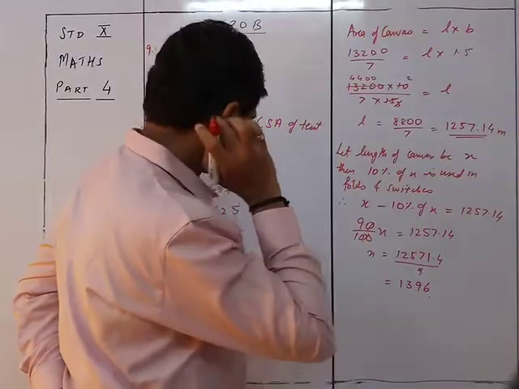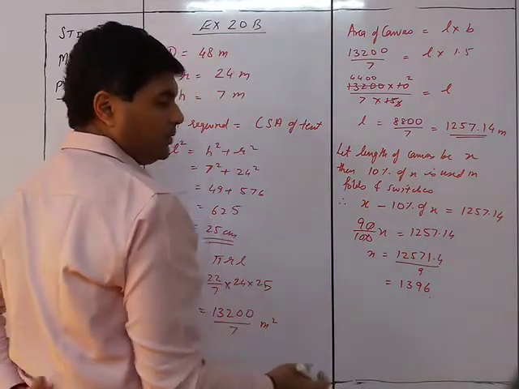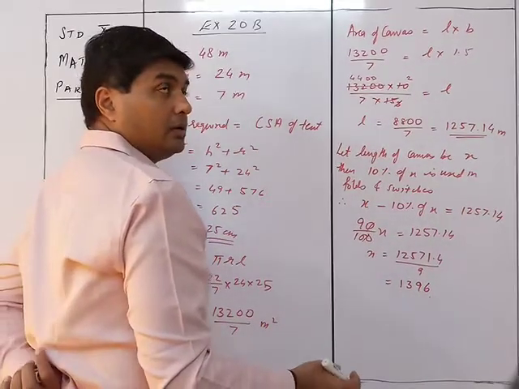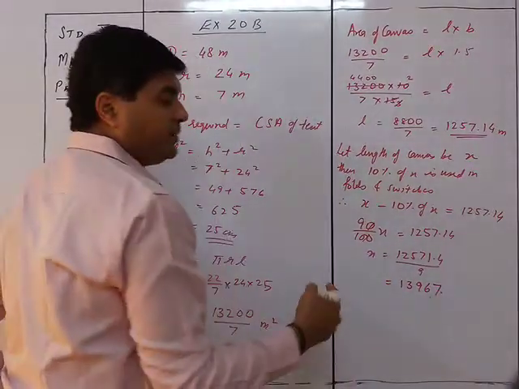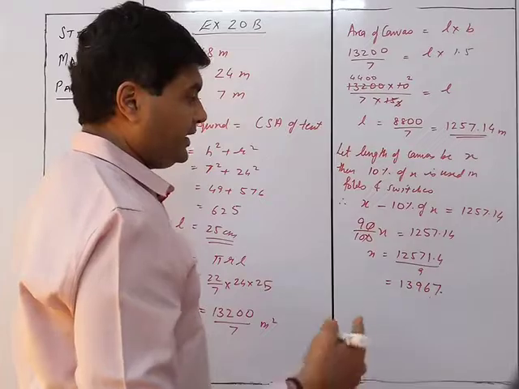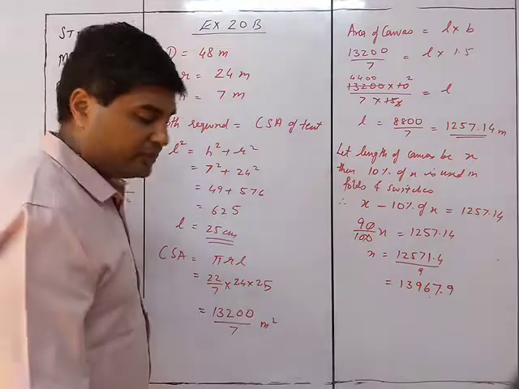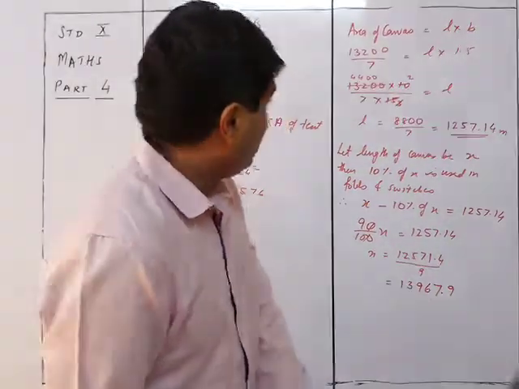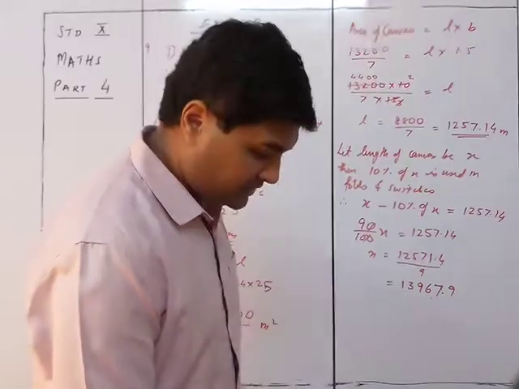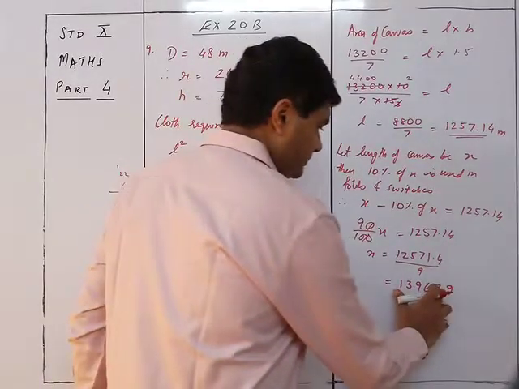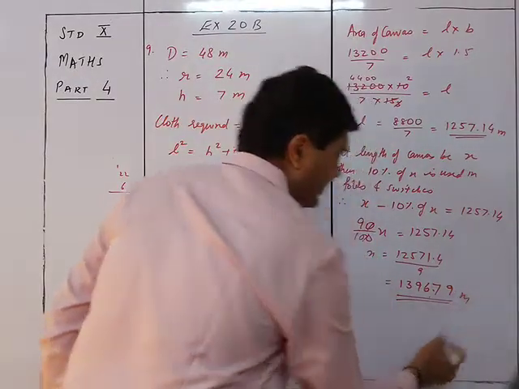71 will be again, 7 nines are 63, and then it is going to be 71 and 63, so again 8, 9 nines and something, so it will be 1396. So the length of the canvas which will be required over here is 1396.83, with the decimal point. So this will be the amount of meters of cloth required.